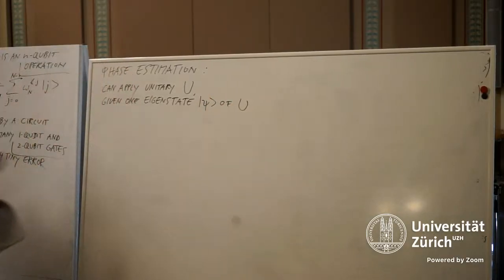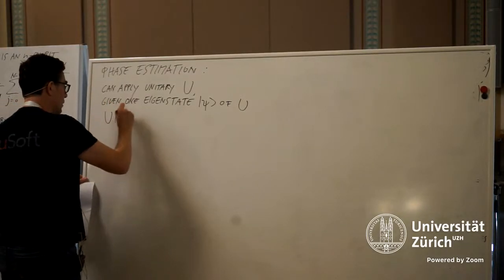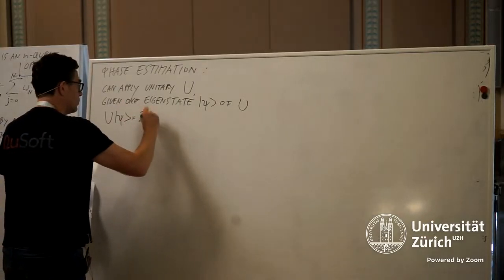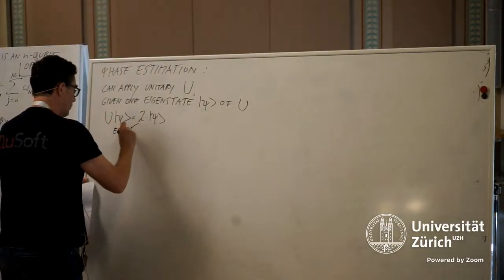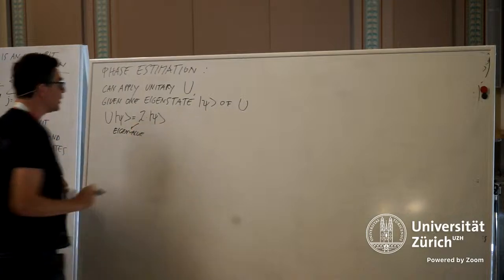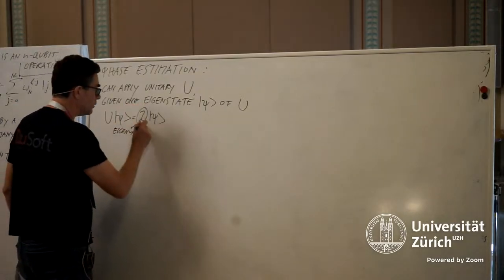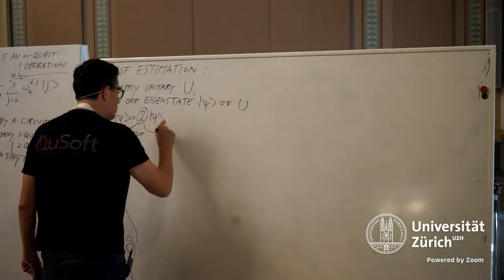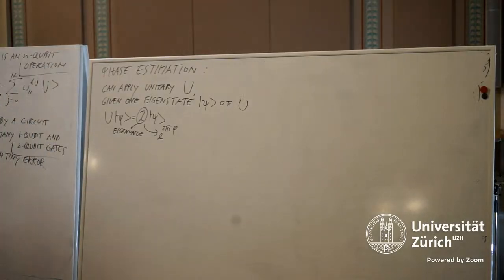Now the fact that this is an eigenstate means that there's an eigenvalue. So U psi equals lambda psi. And because this matrix is unitary, there's something special about the eigenvalue. Maybe somebody can tell me what is special about the eigenvalue. Exactly, it has magnitude 1. So this lambda here is on the unit circle, so we can write it as e to the 2 pi i phi, where phi is a number between 0 and 1. And this is called the phase.